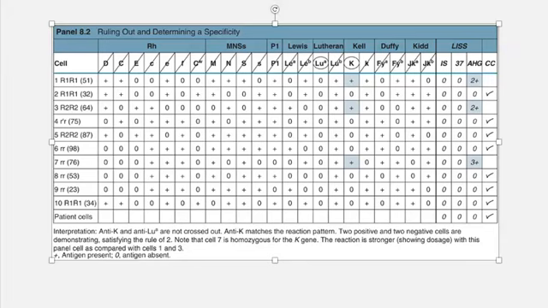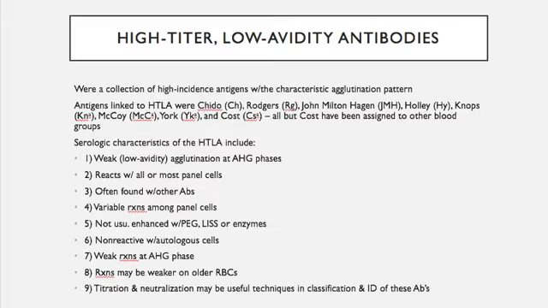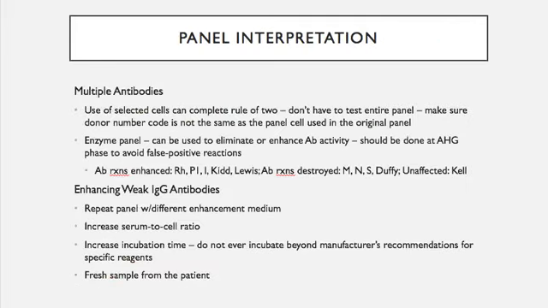Enhancing: if you've got weak IgG antibody reactions, you could repeat the panel with a different enhancement medium. Maybe that'll give you stronger reactivity. You can increase the serum to cell ratio. You can increase the incubation time, but you don't ever want to incubate beyond the manufacturer's recommendations for whichever specific reagents that you're using. And then you could also start with a fresh sample from the patient and retest.